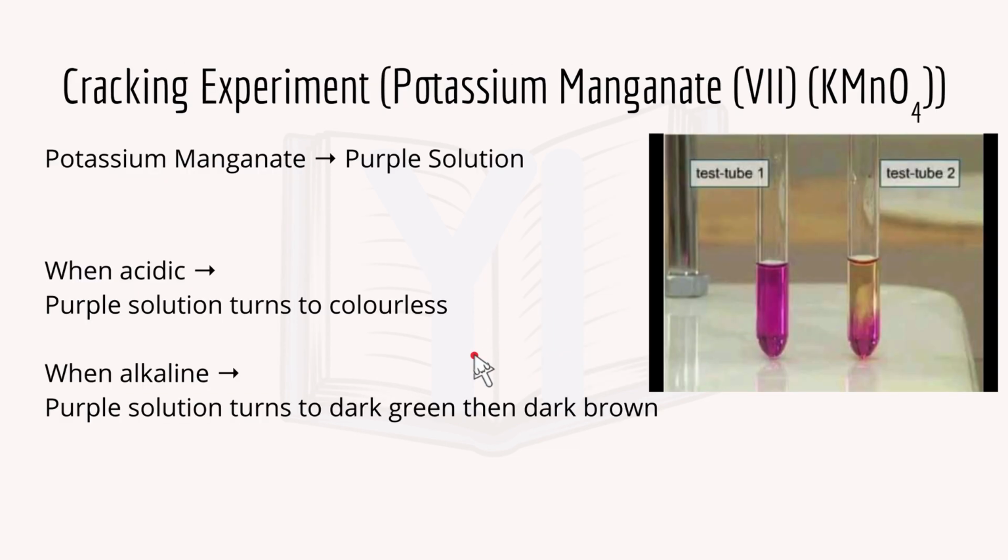And then we have potassium manganate(VII), KMnO4. Potassium manganate is a purple solution, and when it's acidic, the purple solution turns colorless. And when it's alkaline, the purple solution turns to dark green, then dark brown.